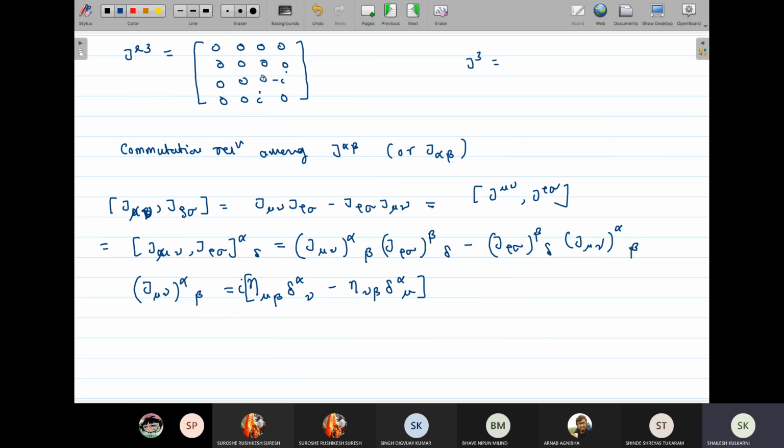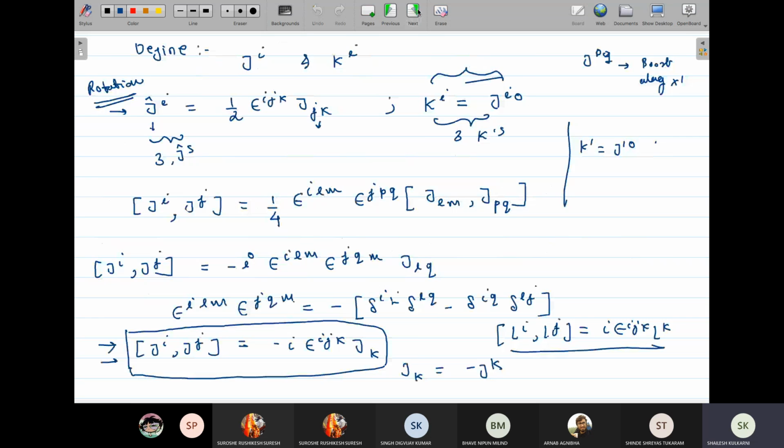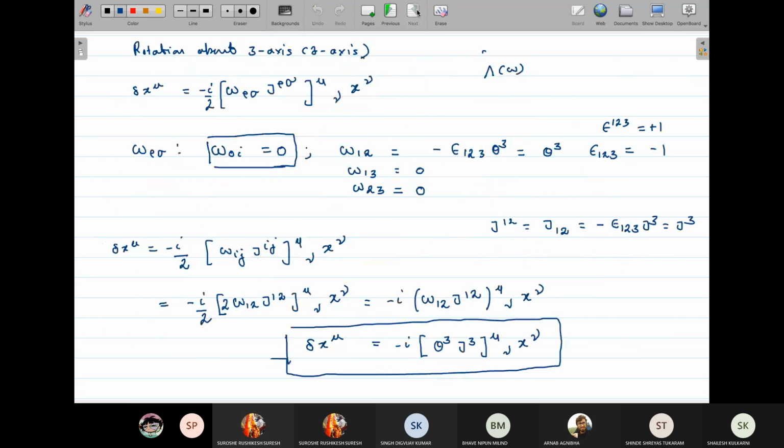See, this is J23. Similarly, there will be J12 and there will be J13. So I have the matrix for J12, and from that I know the matrix for J3. In that matrix, the 0 i entries will be zeros, and 0 0 is also 0. So I will get a vanishing contribution from this.